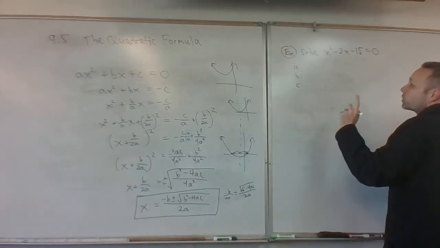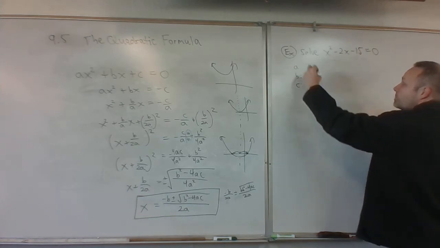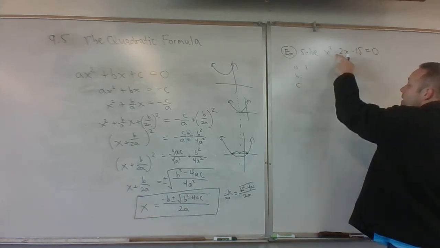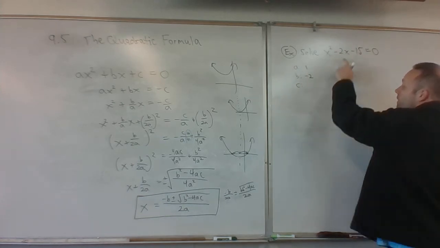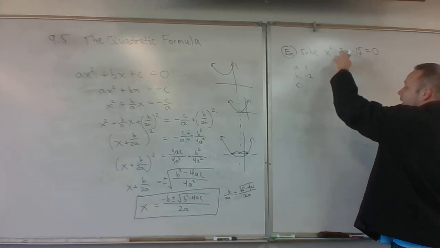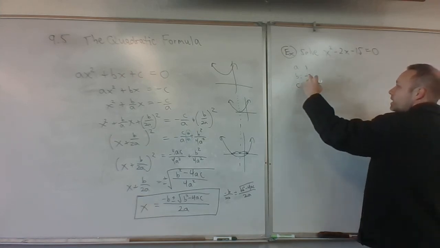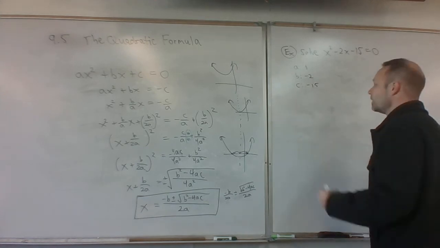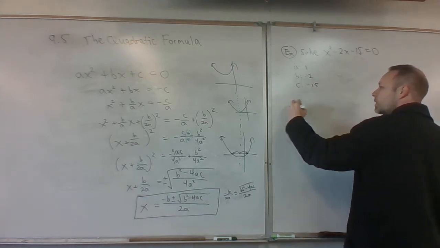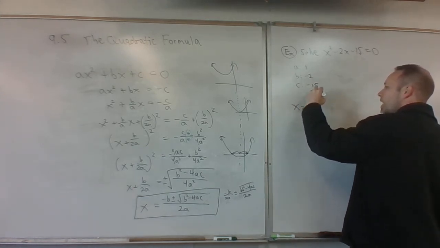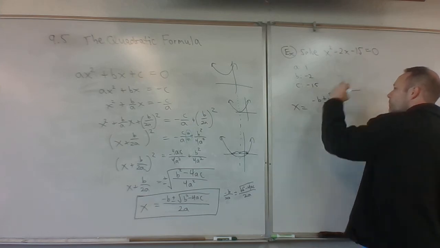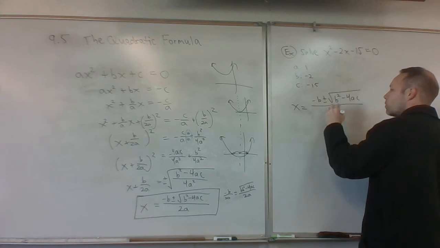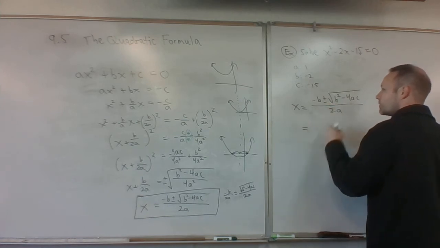A is the coefficient of my x squared term, so a is 1. B is negative 2. That's the coefficient of the x term. C is negative 15. Okay, so then I would write my equation. x equals negative b plus or minus the square root of b squared minus 4ac, all of that over 2a, equals, now I'm going to plug in what I know.